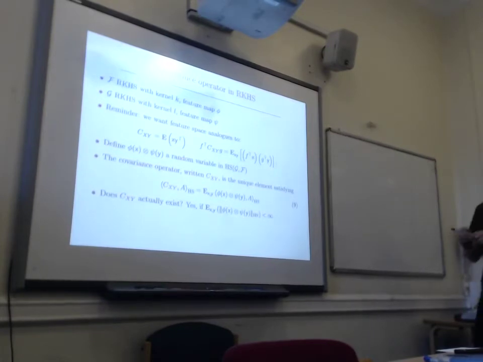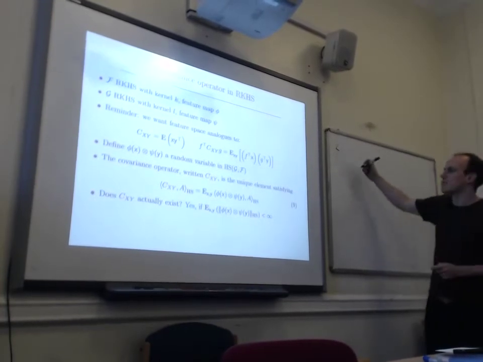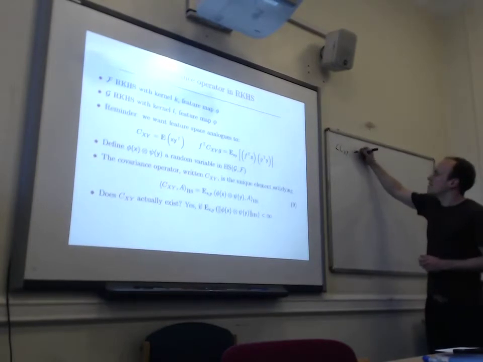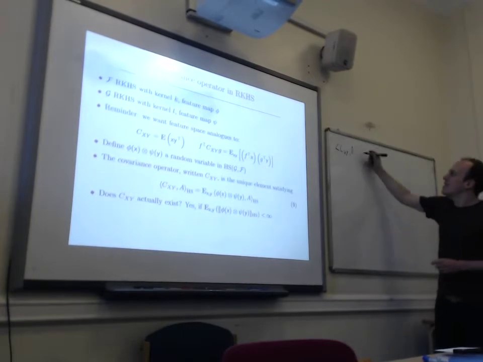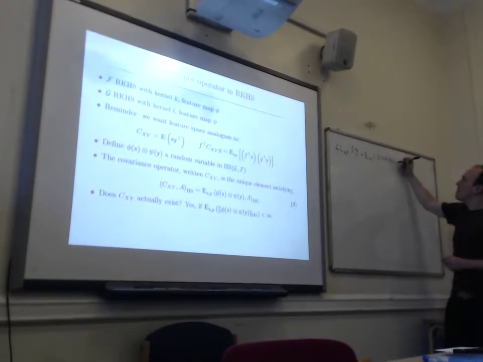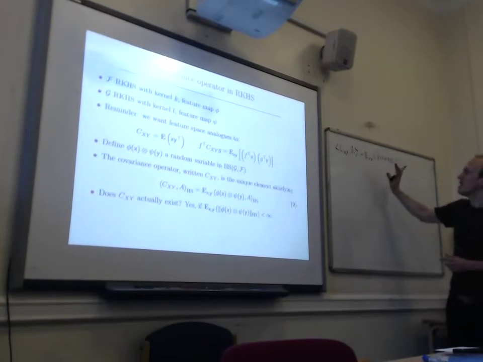What I want to show is that there exists some element in the Hilbert space, C_xy, such that if you take the inner product of this element with another element A in the Hilbert space, I'm going to get out the expectation over XY of this tensor product and A. So this covariance operator is going to be something which has this property.